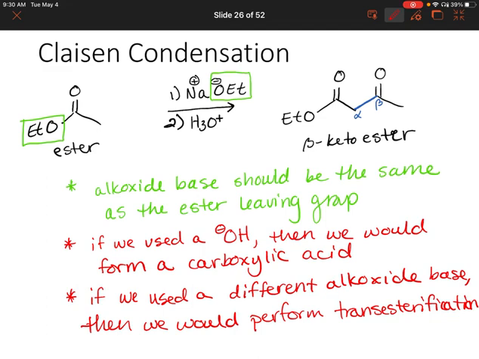So for this Claisen condensation reaction, again, it's really important that the alkoxide base is the same as the ester leaving group. And that will give us that final desired beta keto ester.